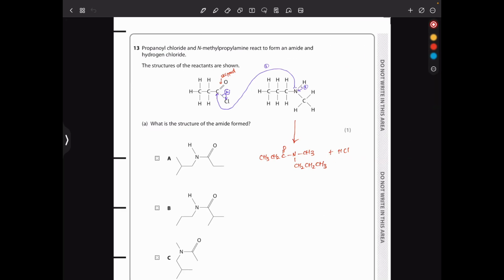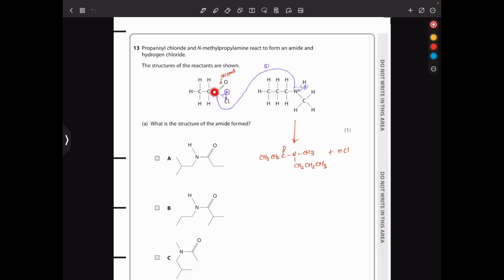Then question 13: propanoyl chloride and N-methylpropylamine react to form an amide and hydrogen chloride. The structures for the reactants are shown here. They ask what is the structure of the amide formed. Now in this case, I try to draw the mechanism. There is a lone pair here, it comes here. Of course, I skipped this part where this bond breaks to give the electrons there and then returning, then Cl goes. So skipping what happens here, this is going to be number 1.